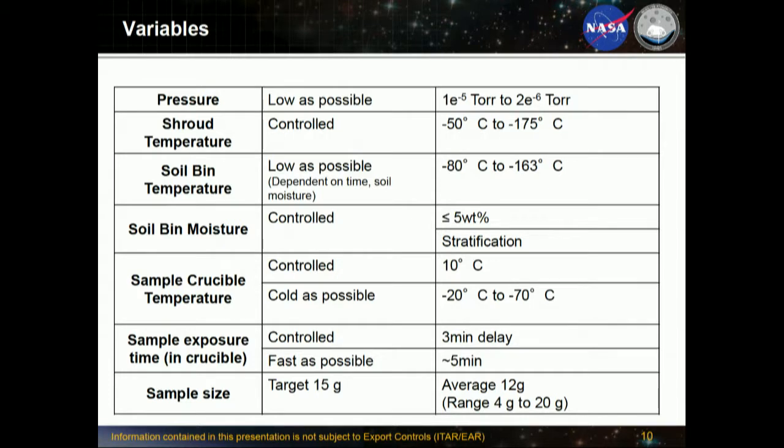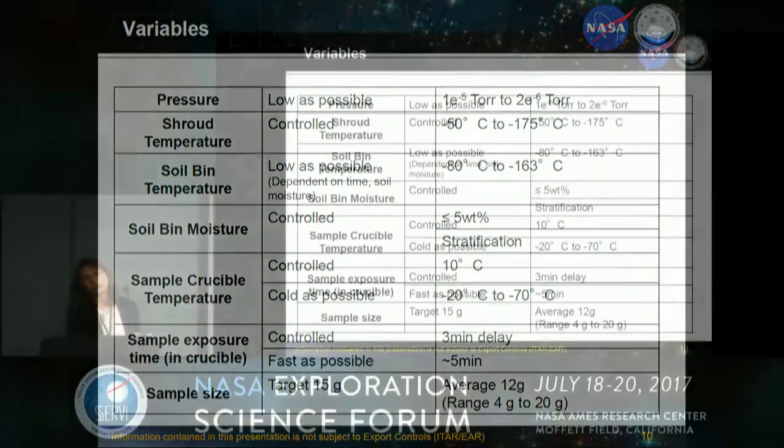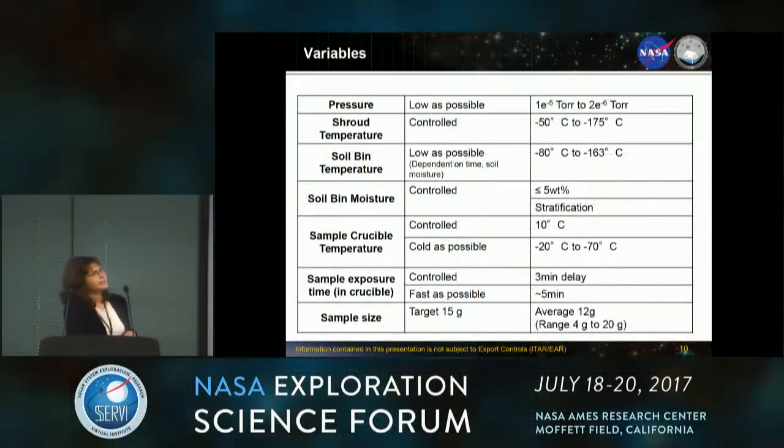The soil bin temperature, we go as low as possible. We want to get that soil as cold as possible. Our target is at least -100 degrees C. It actually depends on the soil moisture content for how cold we can get, and to some extent the time we let it cool. The soil bin moisture content, the highest we test with is 5 weight %.